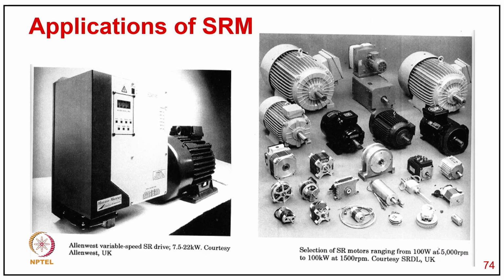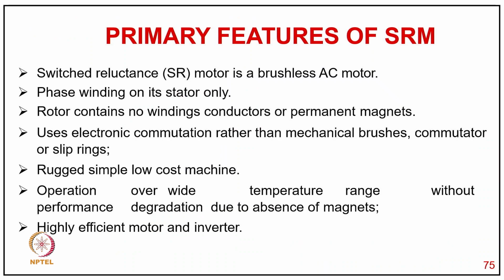And then these are the series of Allen West variable speed drive, 7.5 to 22 kilowatt reluctance motor drive. The selection of reluctance motor ratings ranges from 100 watt at 5000 RPM to 100 kilowatt at 1500 RPM. Courtesy reluctance motor drive limited UK. So now coming to primary features of reluctance motor.